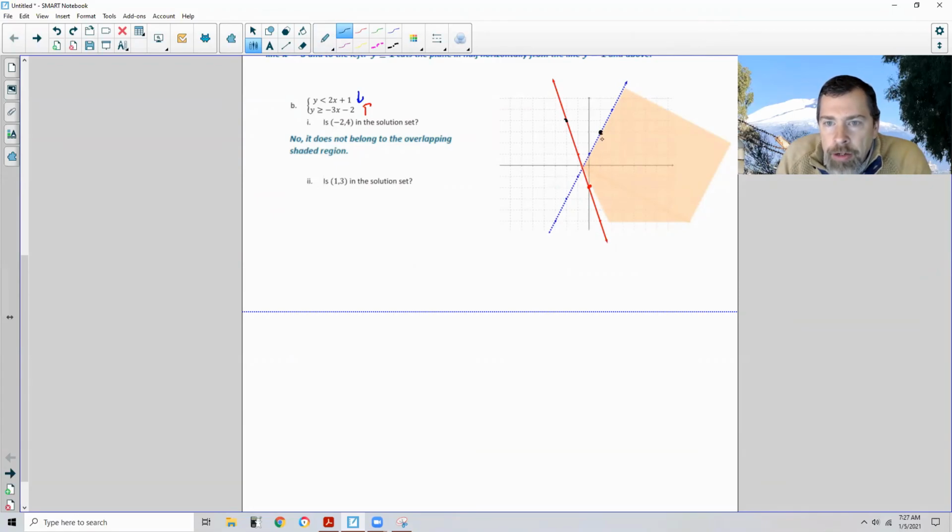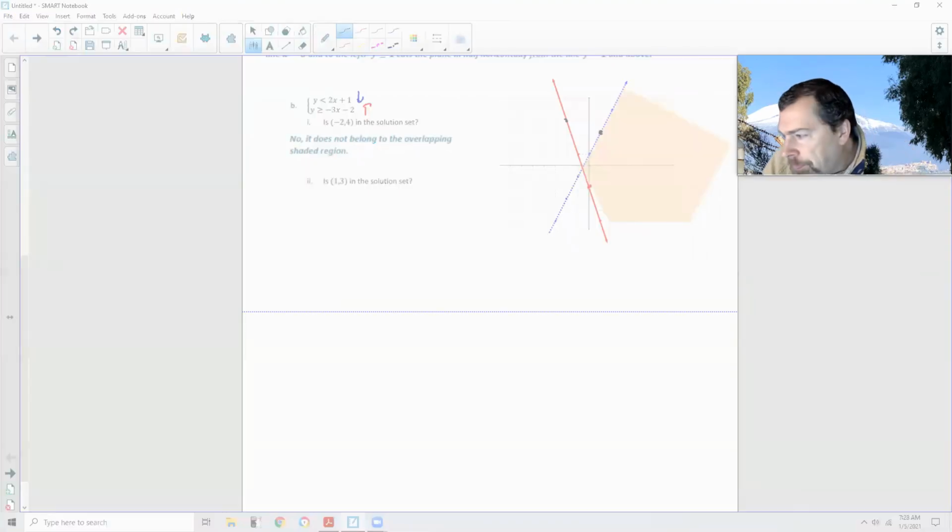And I'm on the border of this blue dashed line. And since it's dashed, it's not equal. It says less than. So 1, 3 is not less than. If I substitute in 1 in the blue equation or inequality, then I'd say 3 is less than 2 times 1 plus 1. 3 is not less than 3. It does not make it true. So the answer to that is also no.